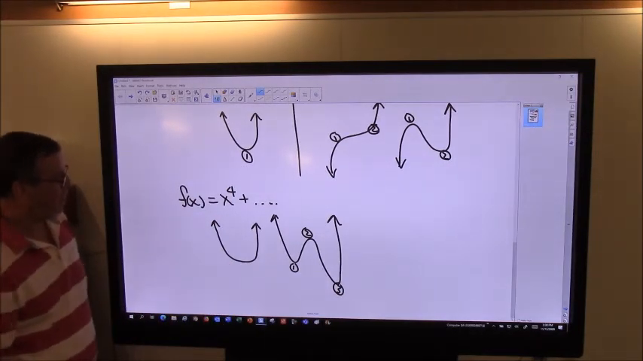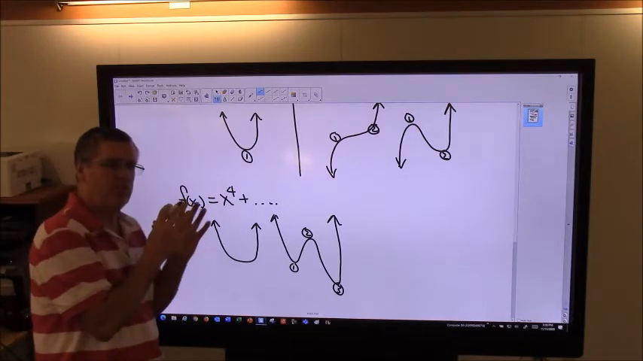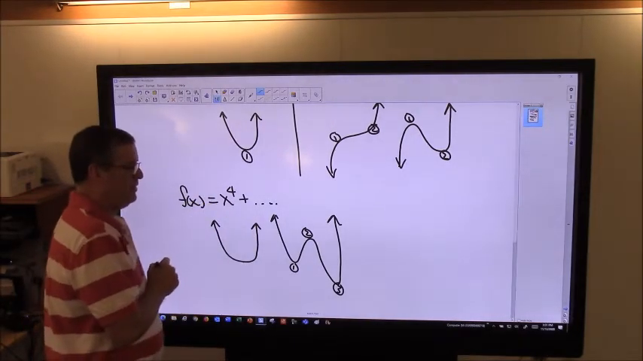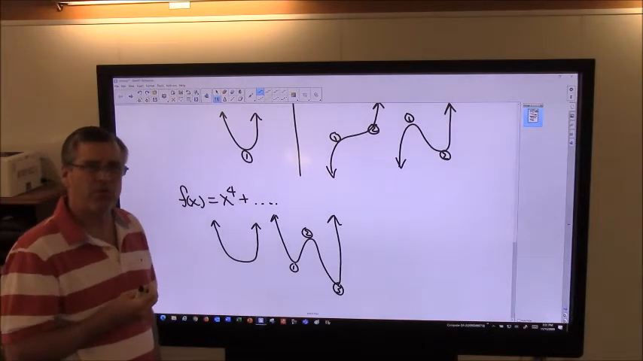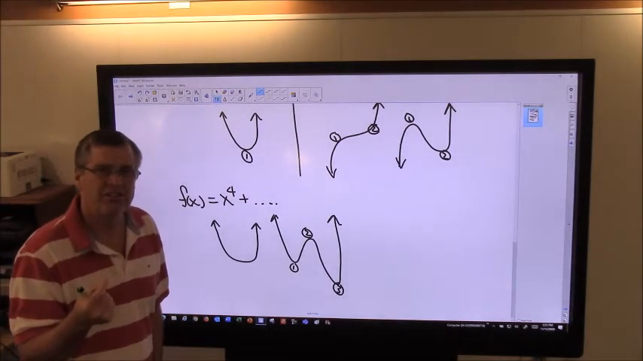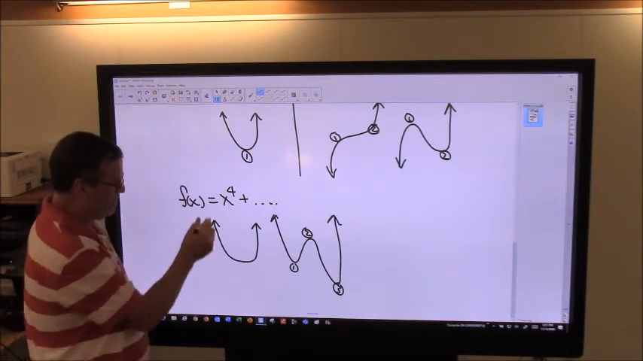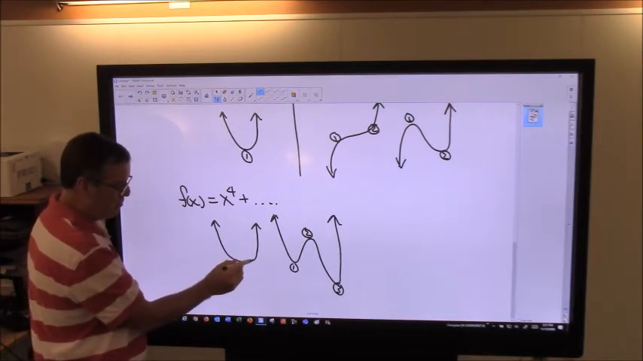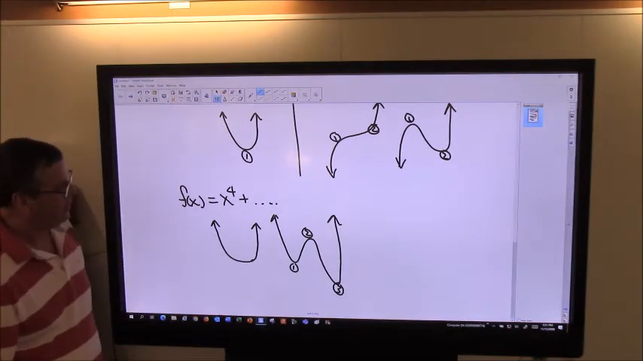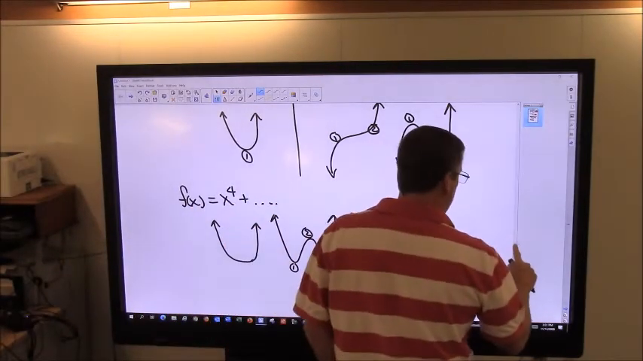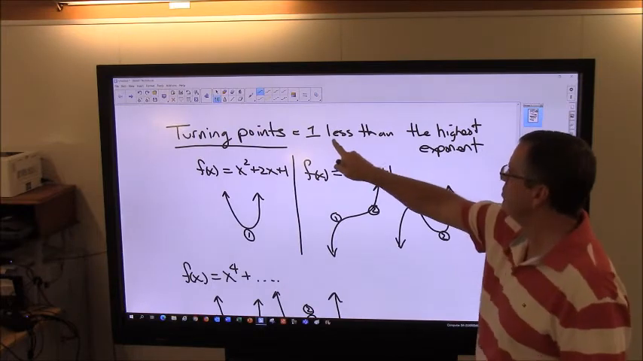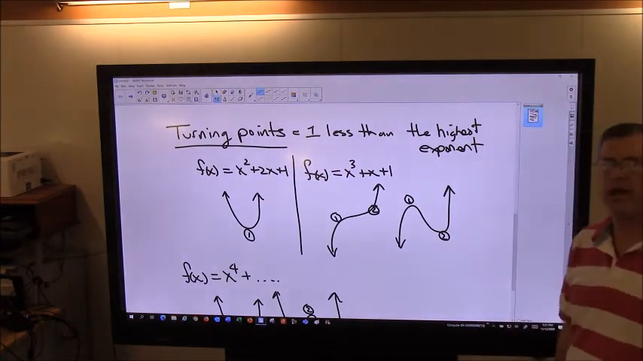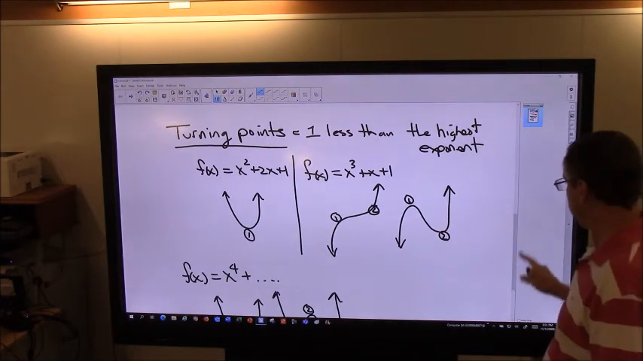Okay? So this is something that's designed to help us graph. I hate saying this with math, but we almost have to call it a sort of rule. Like I say, I don't see four; maybe you can make the argument there's 2 turning points there, but I don't know. So we should say, at most, there is 1 less than the highest exponent. There will not be any more turning points than that. Okay?